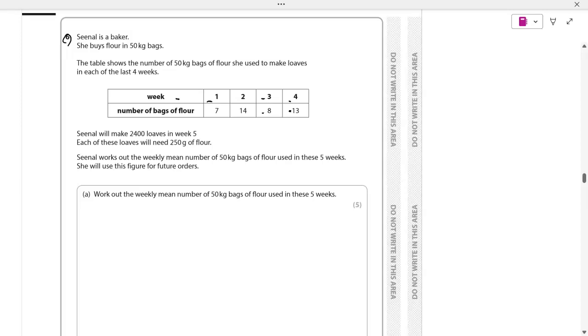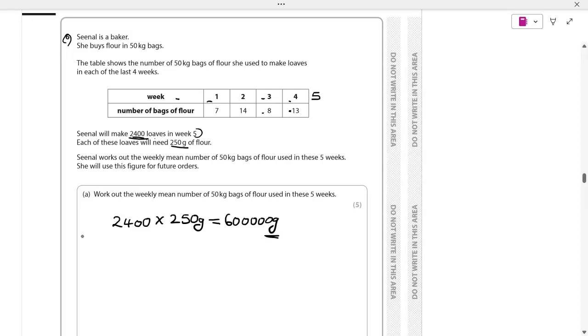Now the question says Sinal will make 2,400 loaves in week 5. Each of these loaves will need 250 grams of flour. So we need to look for week 5, and that will give us 2,400 times 250 grams. Using a calculator, this will give us 600,000 grams of flour.